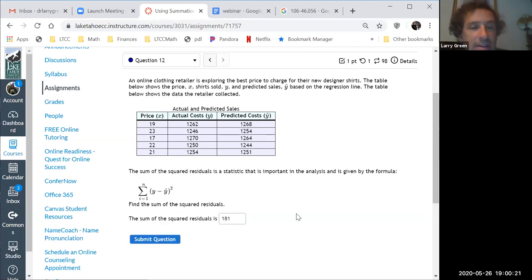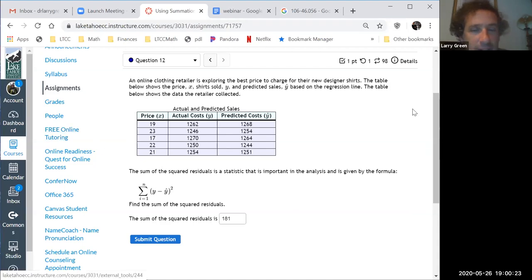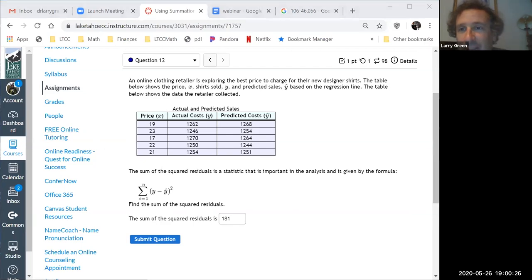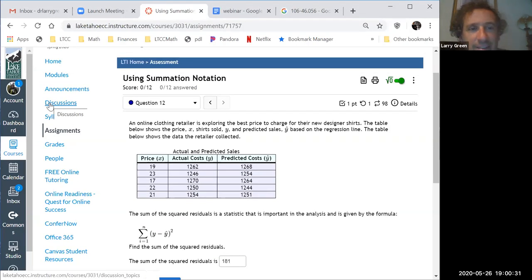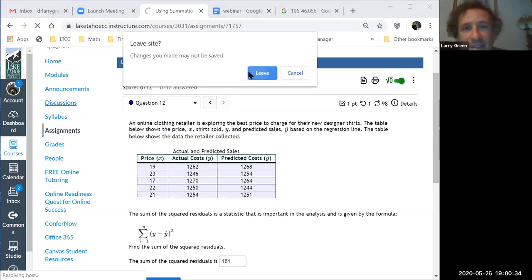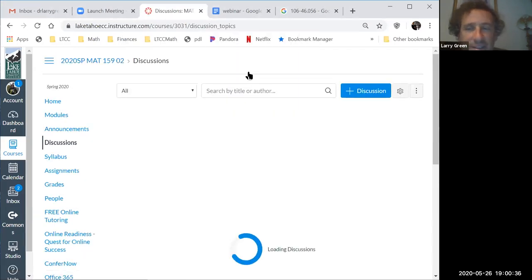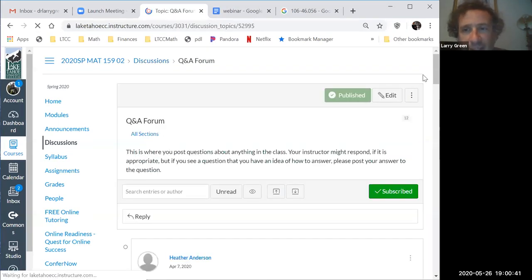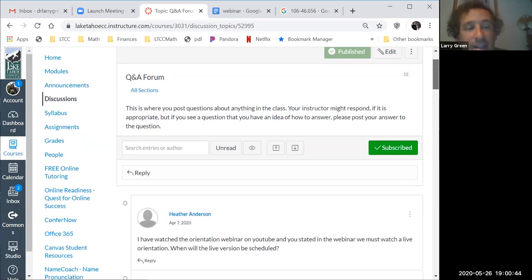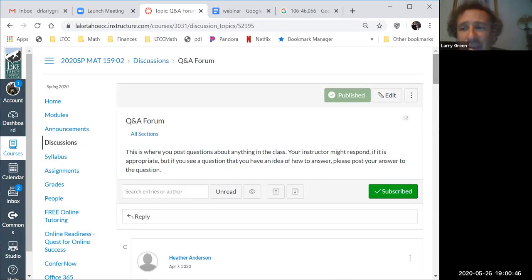Okay, I do want to show you something really important that you're not using much of, but now you might want to. And that is in the discussion forums. There's a Q&A forum. It hasn't been used that much, but I want you to use it. If there are any problems that you can't figure out, pop them in the Q&A forum and I'll help you with it.